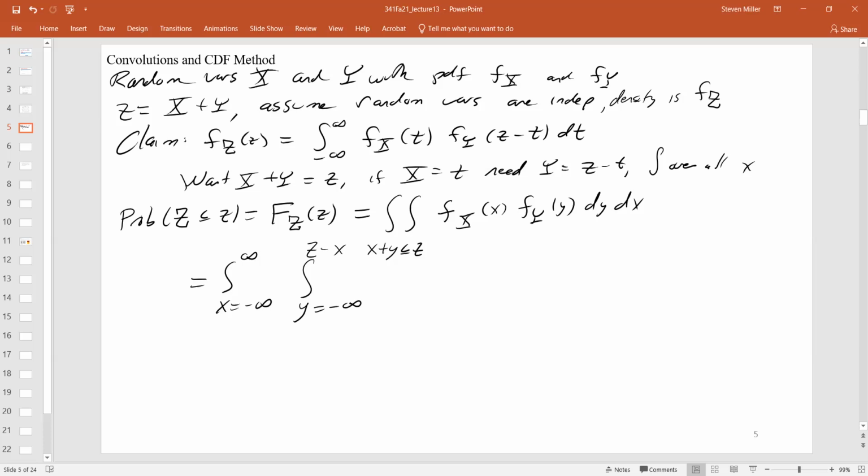Imagine y was equal to z plus 5. If y is z plus 5 and I add x, maybe I'm okay, maybe z plus 5 plus x is at most z, but that will only be the case if x is negative 5 or smaller. I have to make sure that when I add x and y together, the result is at most z. So the range for y goes from minus infinity all the way up to z minus x, and then I would have my density as before.